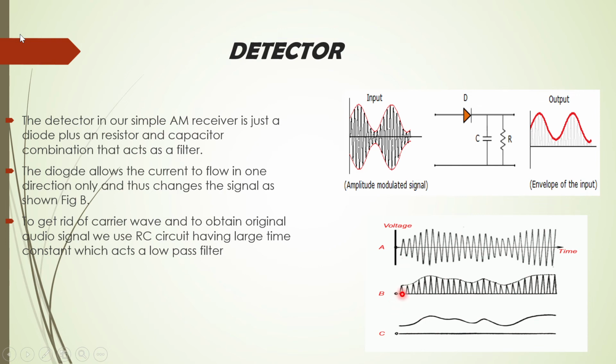When a voltage spike encounters this RC circuit, it charges the capacitor to its corresponding peak voltage, and since the time constant of this RC combination is very large, the capacitor will not discharge before the next spike arises. With this pattern we are able to recover our original low frequency audio signal, and this signal is then passed into the speaker.